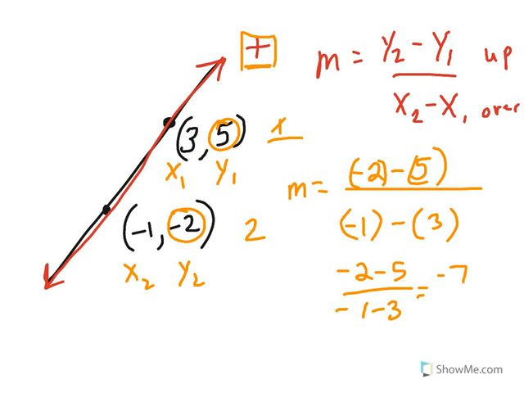Negative 2 minus 5 is negative 7. Negative 1 minus 3 is negative 4. And negative divided by negative is a positive. So I get positive 7/4. Okay, that looks like it should fit the drawing. You always want to just check.